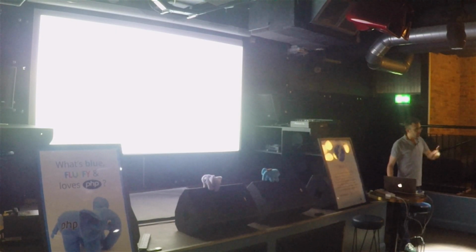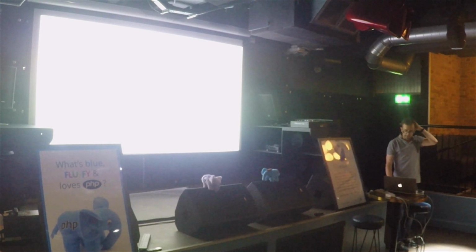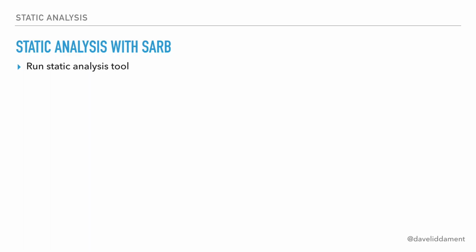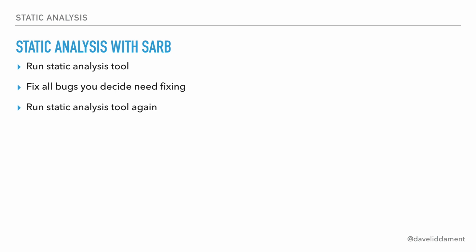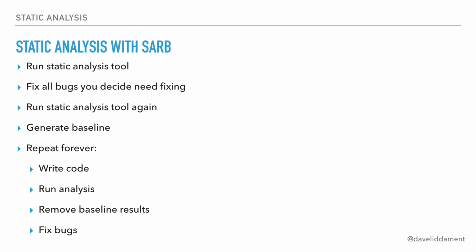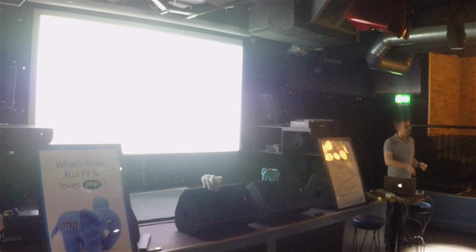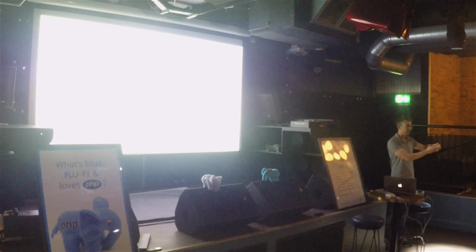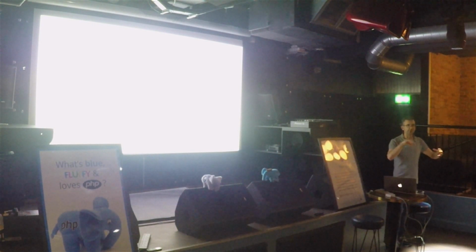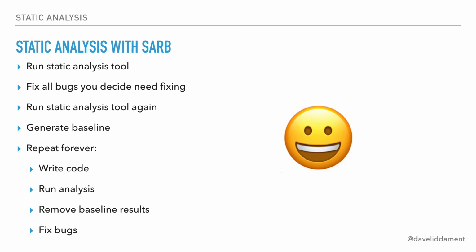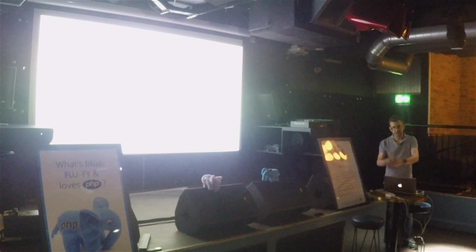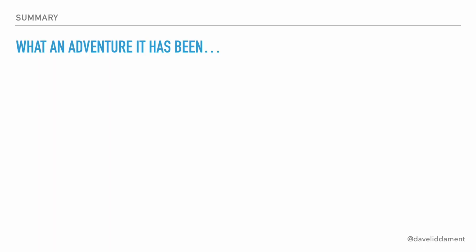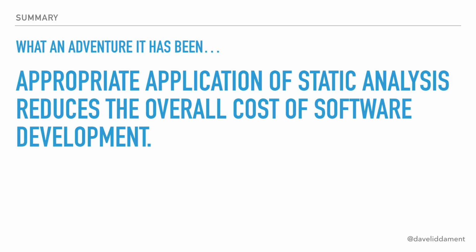So how you'd kind of run with SARB, which will honestly be released soon, you would run the static analysis tool for the first time on your code, wherever it stands. You'd fix all the bugs that you decide definitely need fixing. You would run the static analysis tool again, and that would be what you make your baseline of. And then you're basically in this loop forever, where you write code, you run the analysis, you strip out the baseline results, you fix the bugs. And that means wherever state your code was in, it's not going to get any worse, and you're not going to introduce any more of these kind of bugs. So basically, you can be happy. And that's kind of where I am now in my static analysis, and what an adventure it has been.